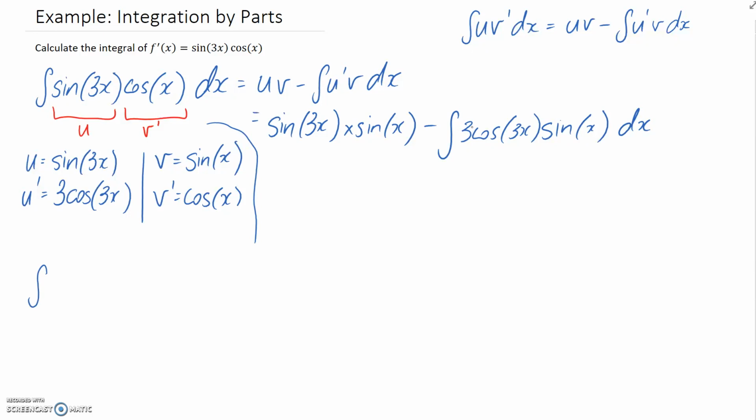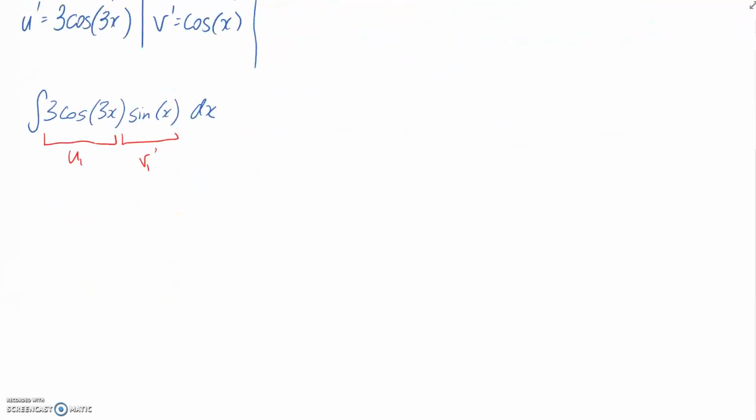I'll pop it down here. So we want the integral of what we end up with. And again, I'm going to have a u and a v dash component of my equation. So I'm going to go with this bit being u and this bit being v dash. And just to distinguish from what we had before, I'll put a little subscript 1 on them this time.